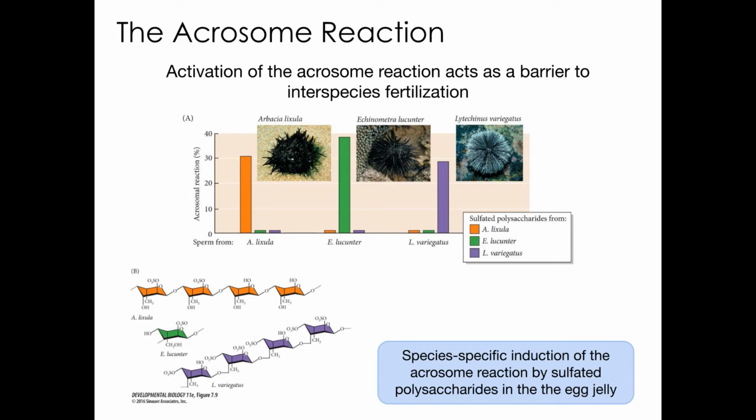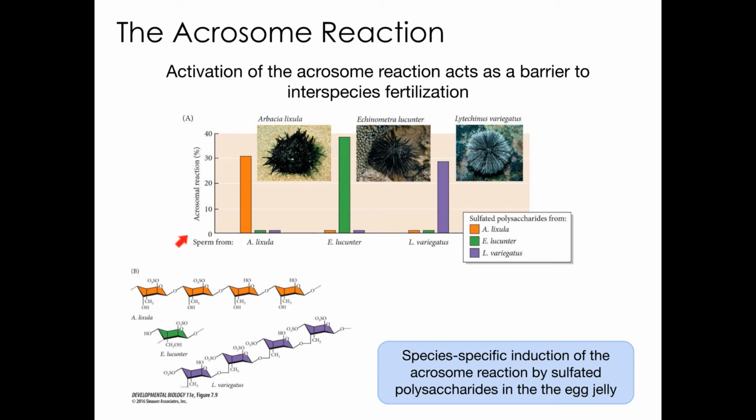The fact that these SAPs are species-specific has been shown by experiments. In one of these experiments, sperm from different species of sea urchin were incubated with sulfated polysaccharides from the three species. And what was found is that only the sulfated polysaccharide from the same species of the sperm was able to trigger the acrosomal reaction.